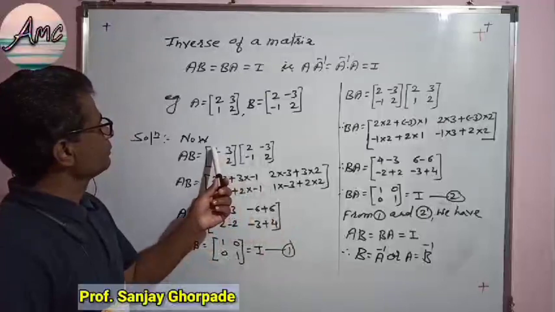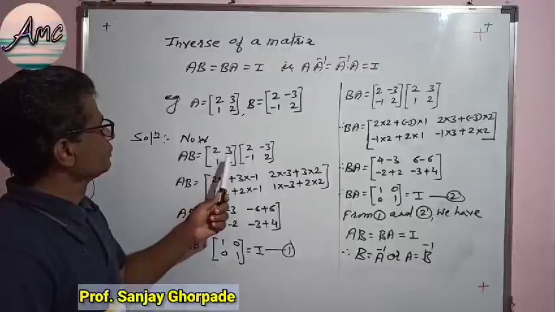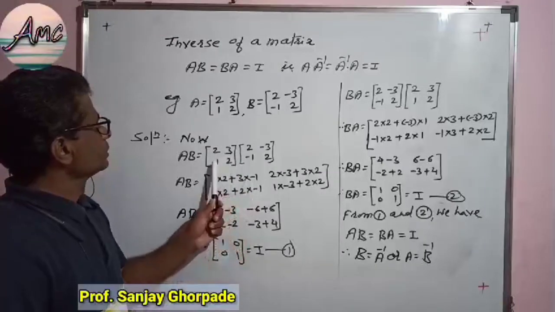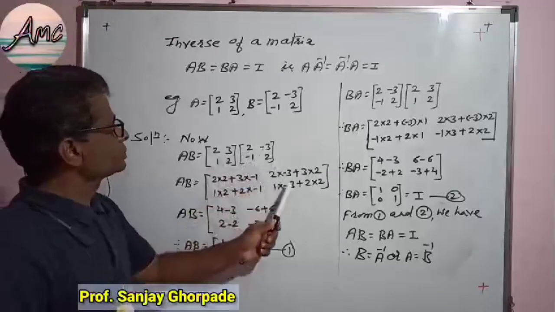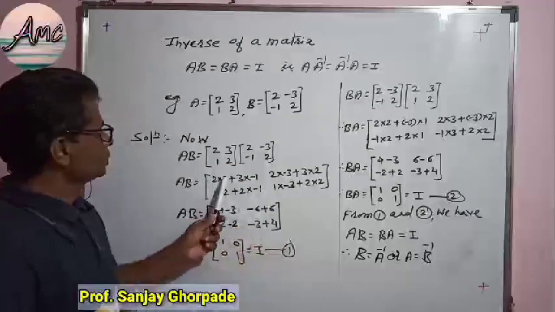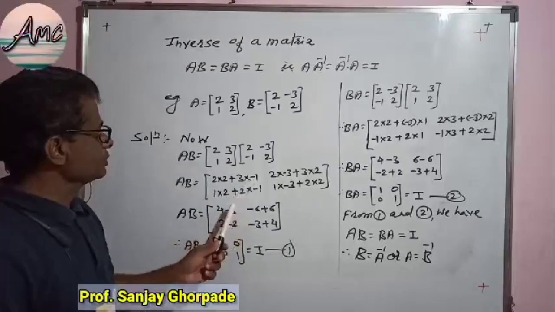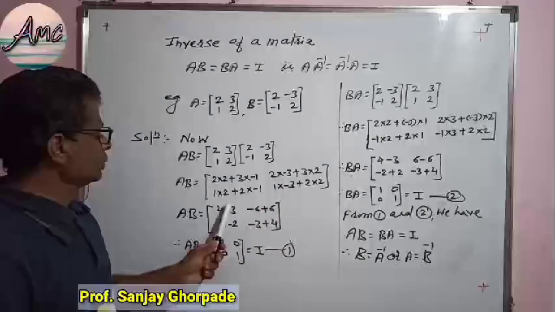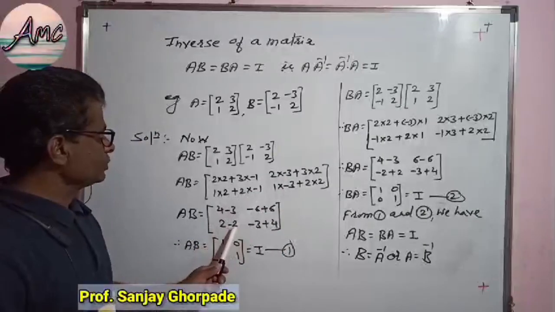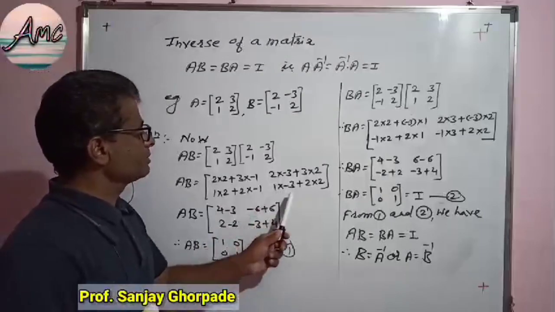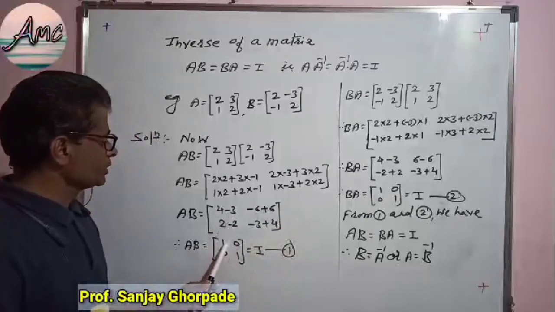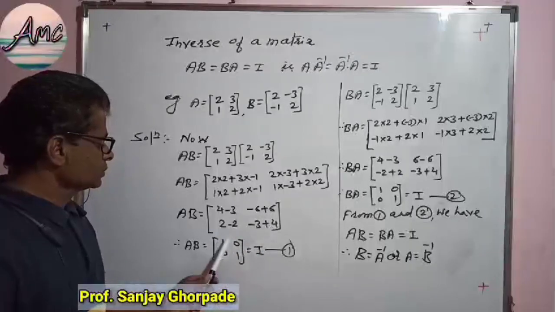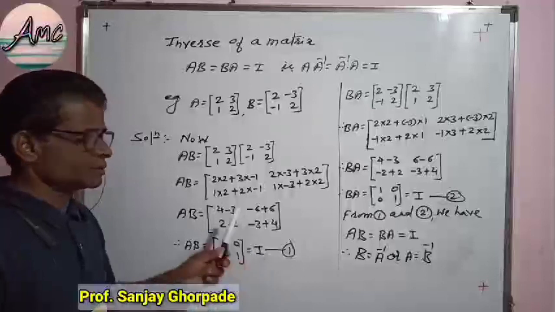Then skip the first row, consider the next row. First column, 1 into 2 plus 2 into minus 1. Then 1 into minus 3 plus 2 into 2. 2 2s are 4, 3 into minus 1 is minus 3. 2 into minus 3 is minus 6 plus 3 2s are 6. 1 into 2, 2 into minus 1 is minus 2. 1 into minus 3 is minus 3 plus 2 2s are 4. So 4 minus 3 is 1. 6 minus 6 is 0. 2 minus 2 is 0. Minus 3 plus 4 is 1. So that is nothing but the identity matrix, say equation number 1.